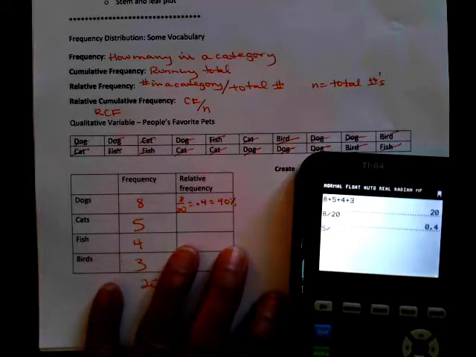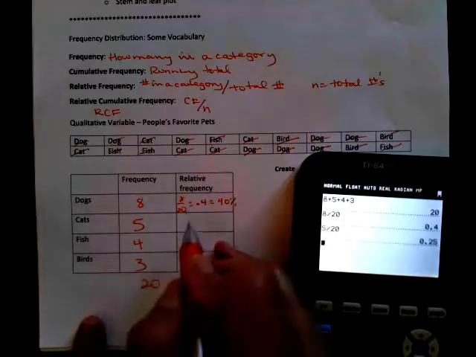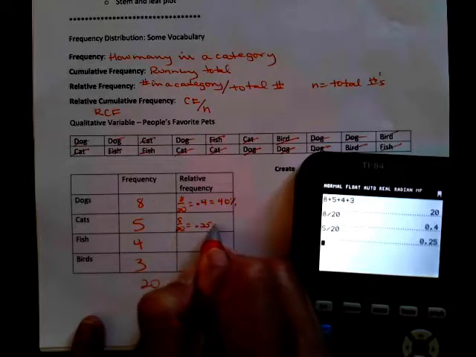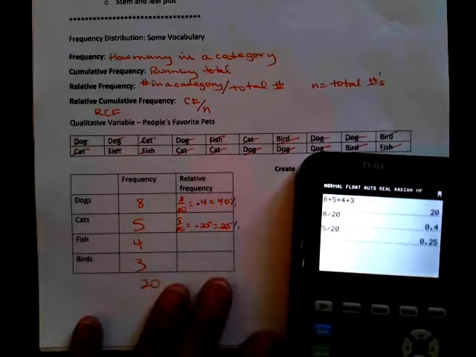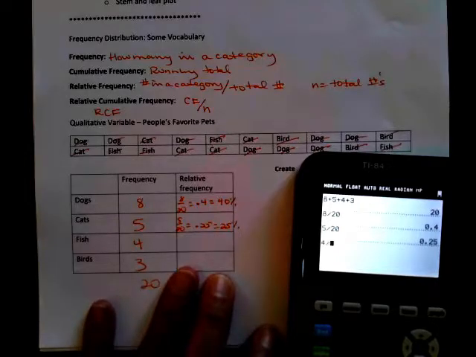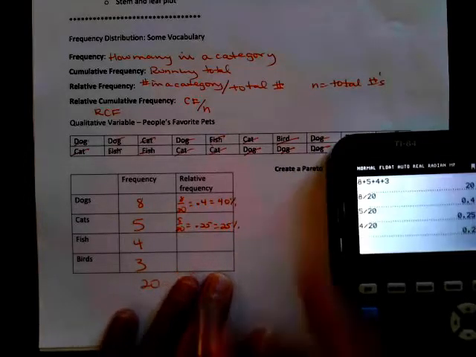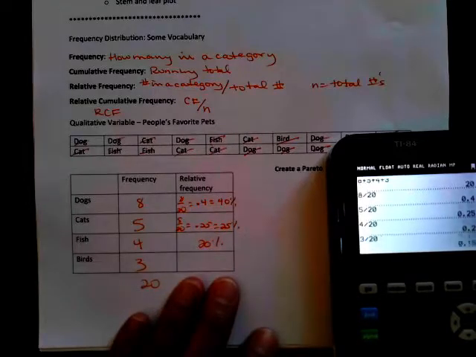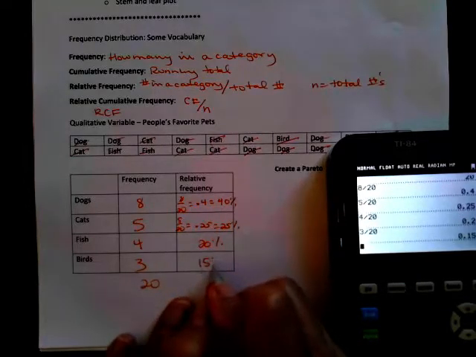Okay, and we're just going to go down the table then. 5 divided by 20 is that. You don't have to do all three, so you can pick whichever one you want to go with. So 4 divided by 20, I'm going to pick one now, so I'm going to say 20%. And 3 divided by 20 for that last one, 15%.